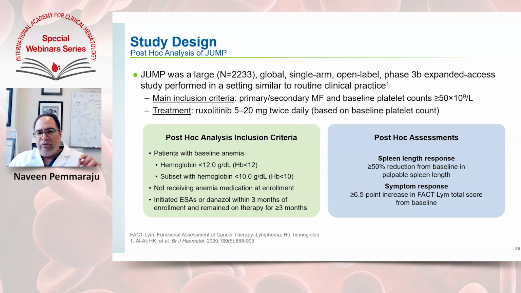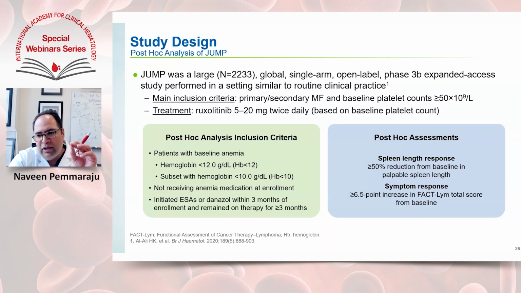So JUMP, to remind our viewers, was a huge study, 2,000 plus patients, international. It's a single-arm phase 3B, what they call an expanded access study. So basically seeing ruxo in patients with MF in a real-world setting, something very practical and clinically relevant. Here, the investigators wanted to look at patients particularly with anemia and particularly those treated with danazol or ESA, as many of us do in our standard practice.